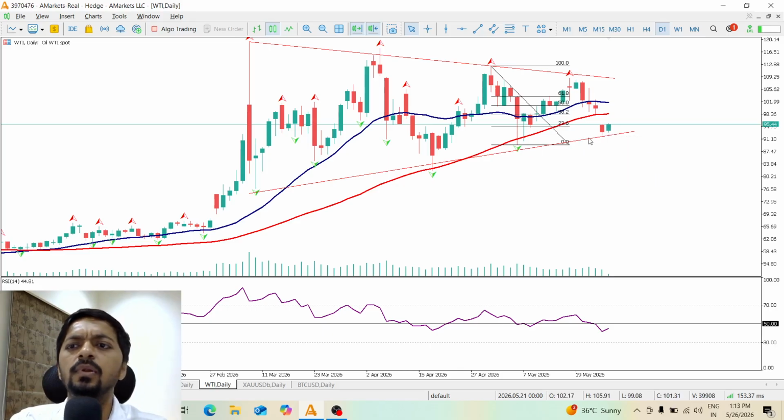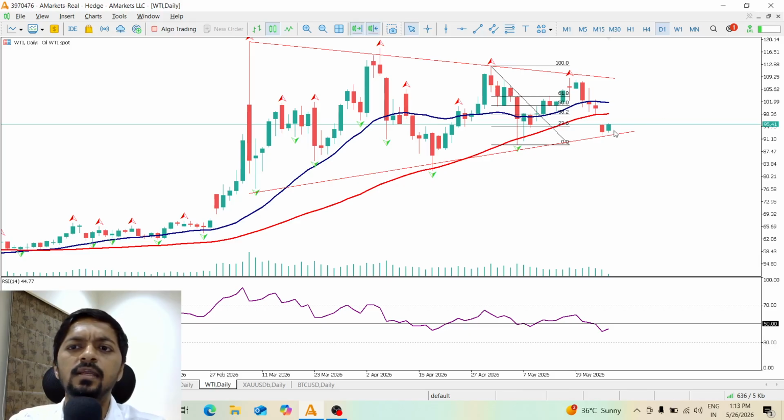But if price is breaking below the 90 level, which can be your stop loss, or 89.5, and sustaining below the same, we can expect 85 and 80 level in the upcoming session. At this point of time, price is oscillating in a chart pattern, which is a triangle pattern.